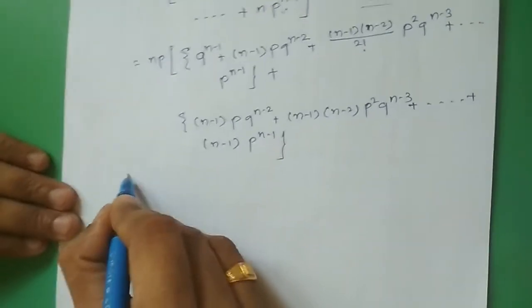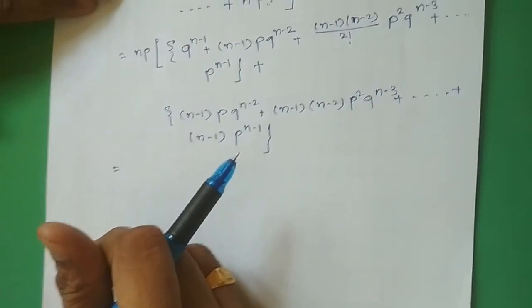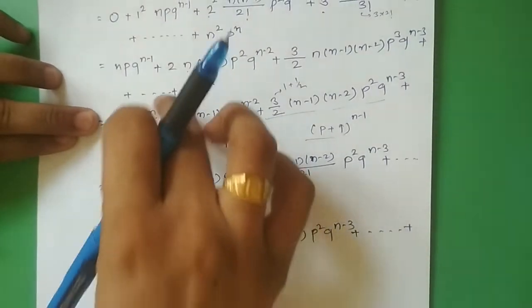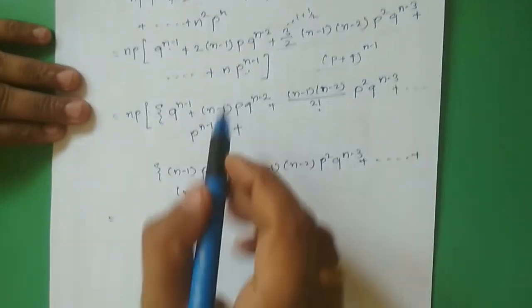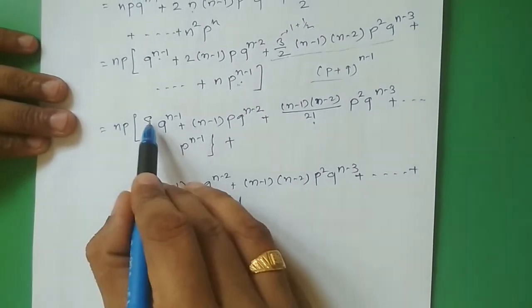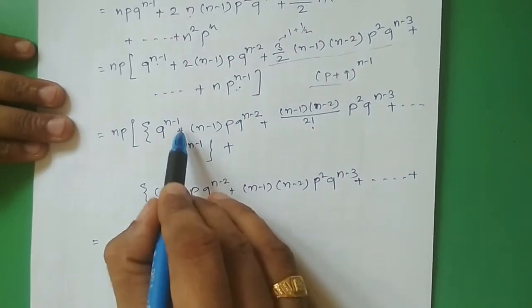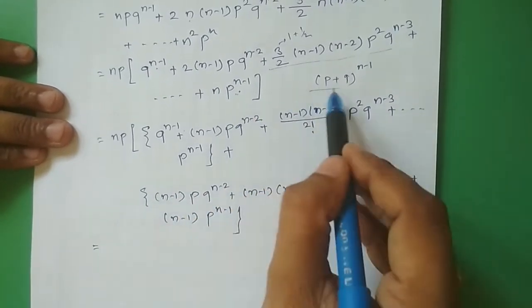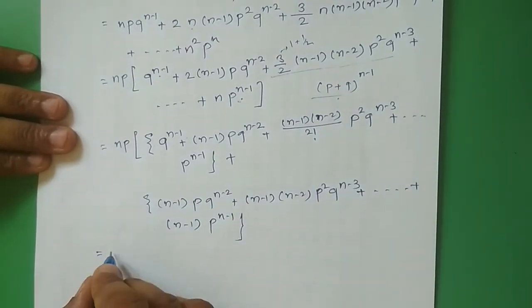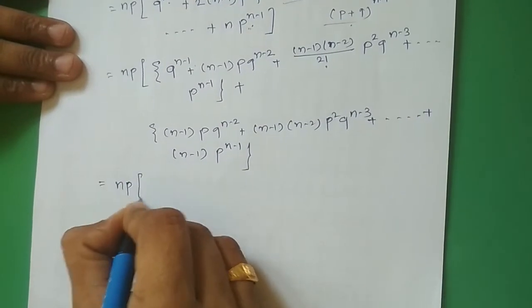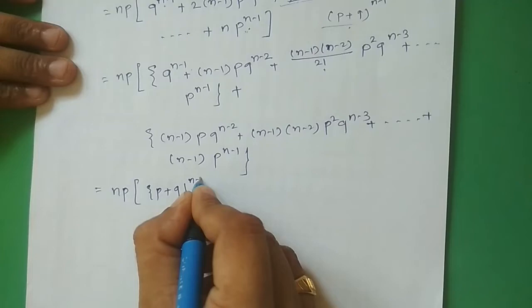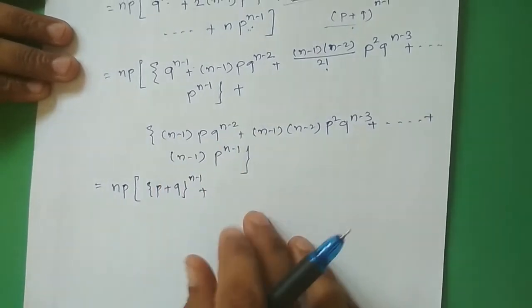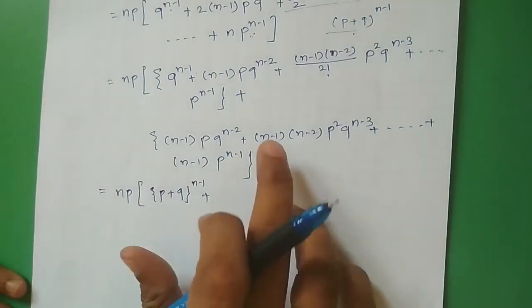Okay, so again we have simplified this term, or we can say this equation, in this form. If you carefully observe, this terminology inside the curly bracket is in the form of a p plus q raised to n minus 1. So we can directly write this as it is: a p plus q raised to n minus 1, plus whatever remains in the next bracket.